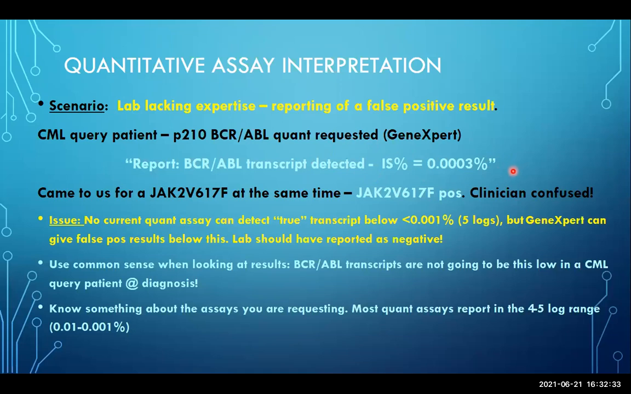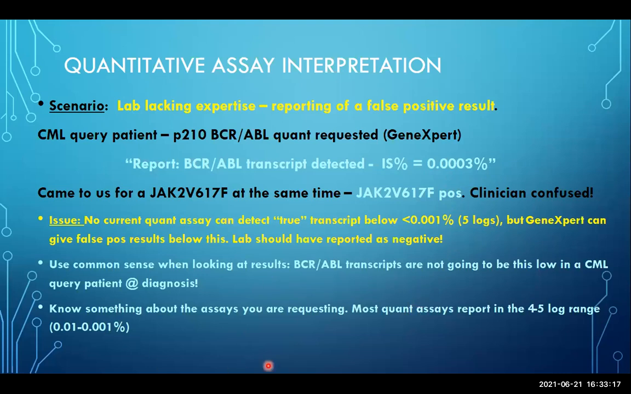And the biggest problem is that no current assay, and I'm going to say current assay, including the GeneXpert Ultra, can actually detect, in inverted commas, a true transcript below 5 logs. So anything below 0.001% is more than likely going to be a false positive, and it should have been reported as negative. So if you get a report below 0.001%, please take that with a cautionary note if that is positive. Because even this assay can give you a false positive result, but it's not necessarily a true positive result.